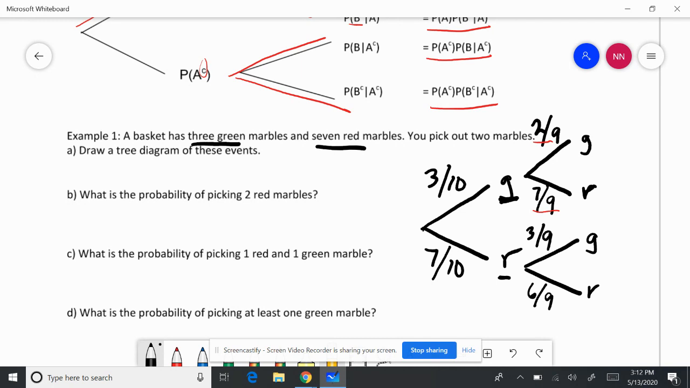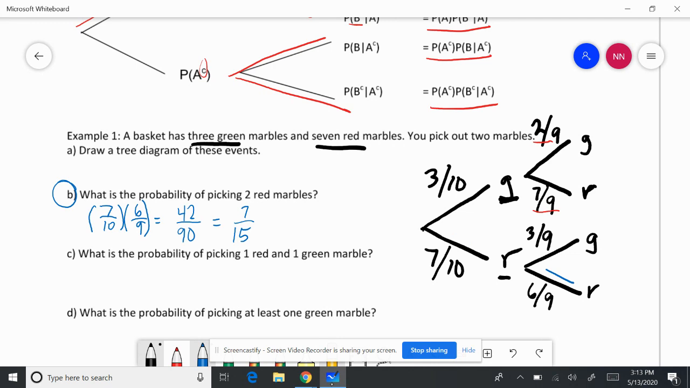Now we're going to solve the different probabilities. Looking at letter B, what is the probability of picking 2 red marbles? Well, 2 red marbles means we pick a red and then we pick a red again. So we multiply those 2 probabilities, 7/10 times 6/9. That gives us 42 out of 90. Now remember, you don't have to reduce it, but if you want to, you could reduce it to 7/15. Either answer is going to be correct.